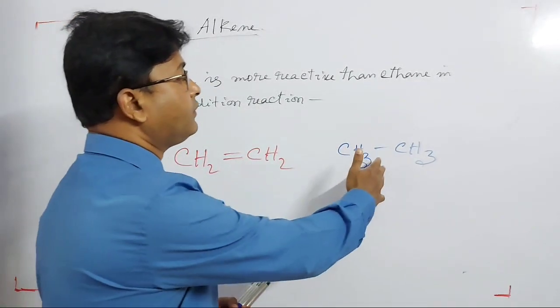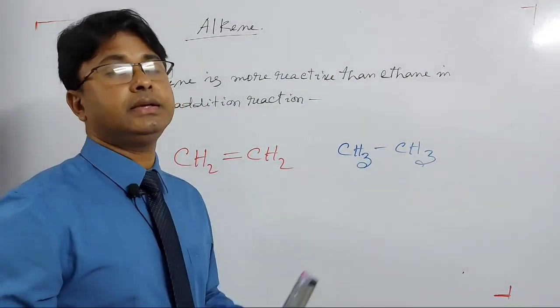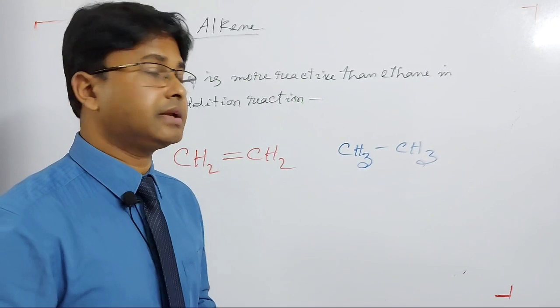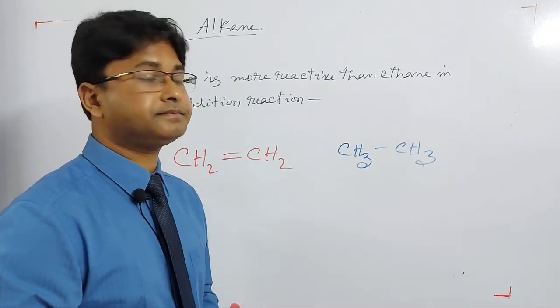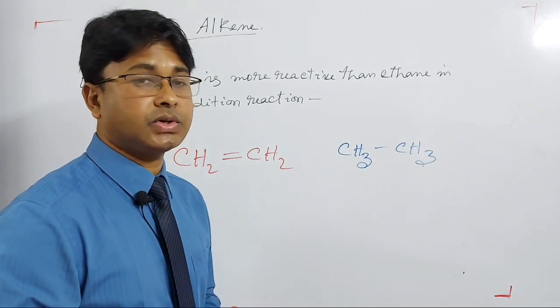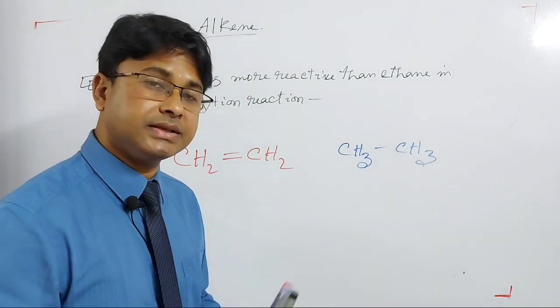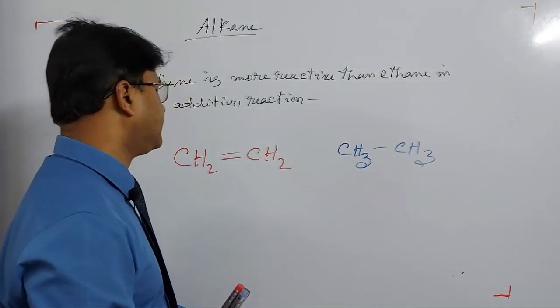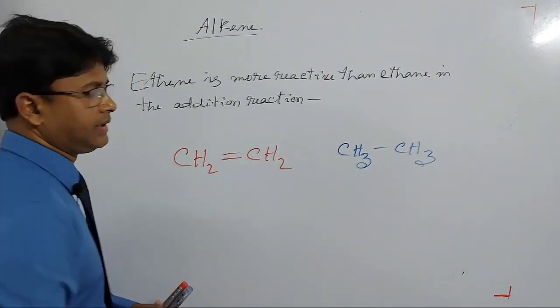But in the case of alkane, I mean here ethane, it contains a carbon-carbon single bond. As it is a saturated hydrocarbon, it is very stable. That's why it would not take part in chemical reactions very easily. That's why I can say ethene is more reactive than ethane.